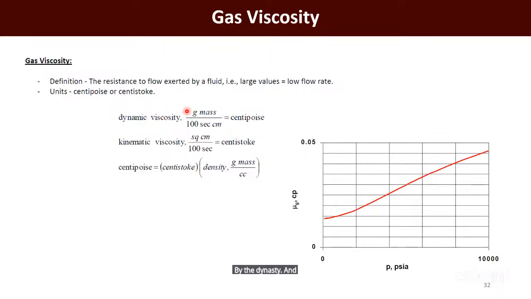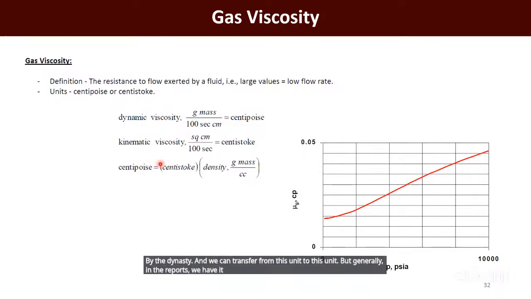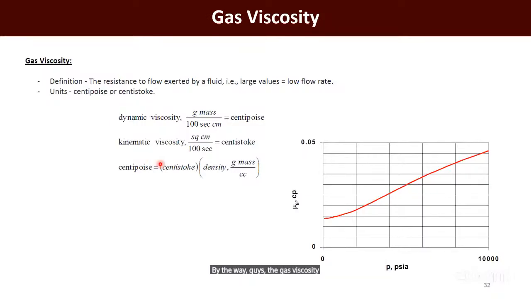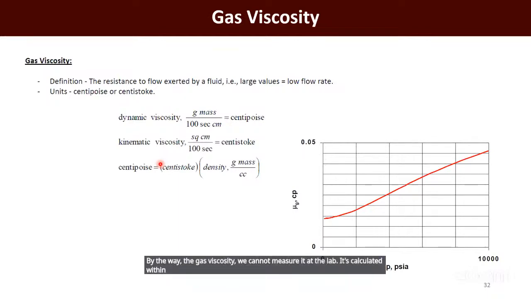And we can transfer from this unit to this unit. But generally, in the reports, we have it in centipoise. By the way, the gas viscosity, we cannot measure it at the lab. It's calculated using correlations. However, the oil viscosity is measured in the lab.